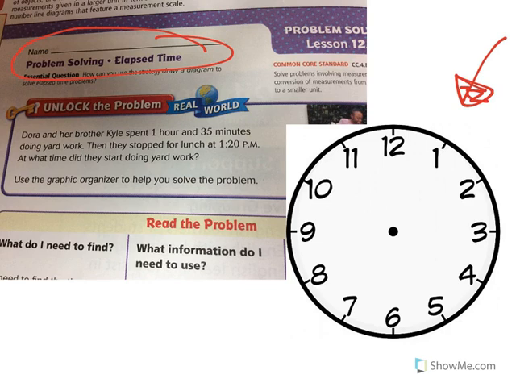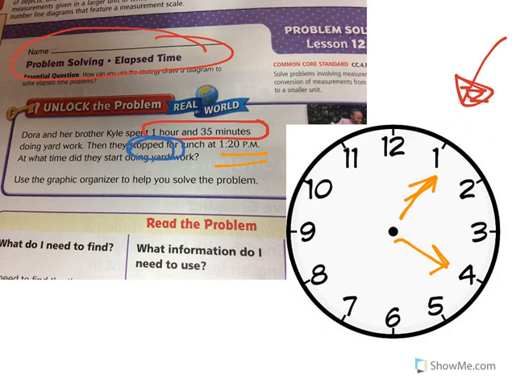Dora and her brother Kyle spent 1 hour and 35 minutes. First thing, before I get too much into it, I'm going to set my clock. So I'm going to go to 1:20. Okay, so they spent 1 hour and 35 minutes doing the yard, and then they stopped at 1:20. So she stopped, knowing it's not going to go forward. We're going backwards because this is a time where it stops. So that's important. At what time did they start doing the yard work?